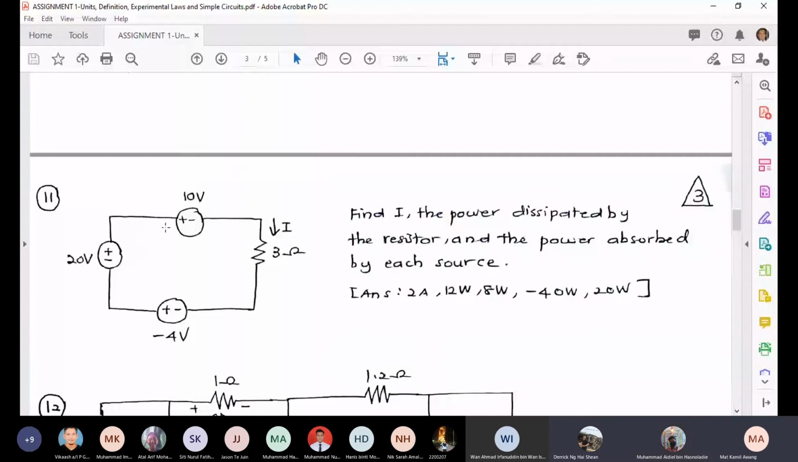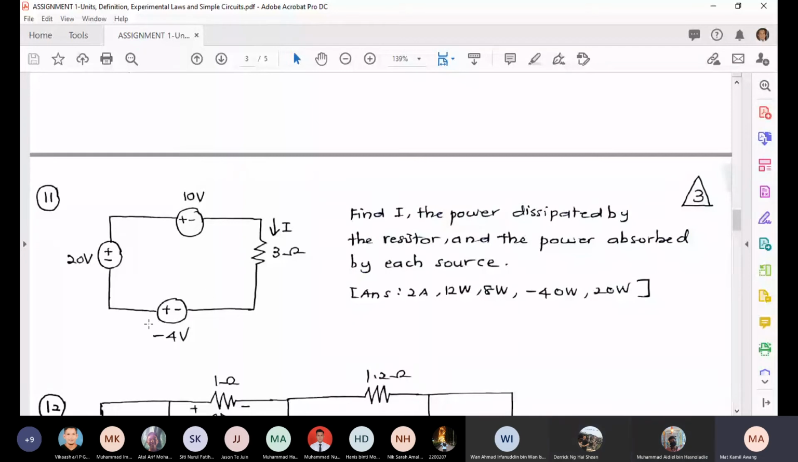And this one, current is flowing this way, so it actually absorbs. 2 times 10, 20. The current is going into the positive sign, so it's positive. So the absorbed power is 20 watts, positive sign. And this one, the current is flowing out from the positive sign, but the value is minus. So in actual fact, the positive sign is this end. That's why it's 2 times 4, which is 8 watts.